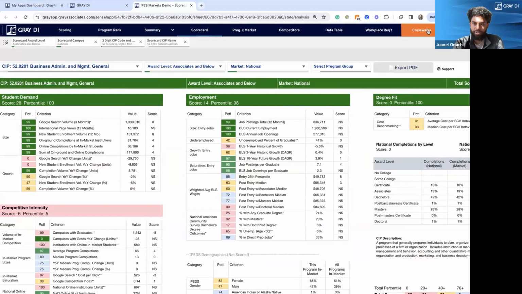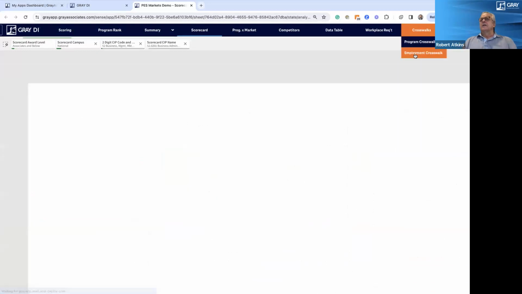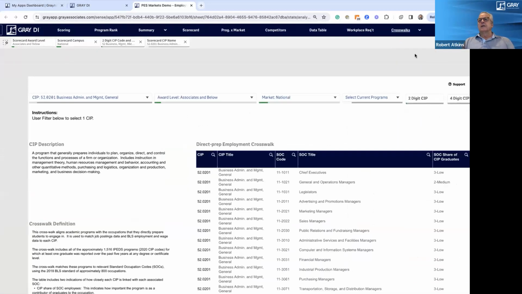Yeah, and I won't click it, Christina, but you'll see here there's a crosswalks. We can see program. We also have program crosswalks. That's a little different. And we have employment crosswalks. Let's go ahead and look at it. I think this is one of the bigger innovations we've made recently.